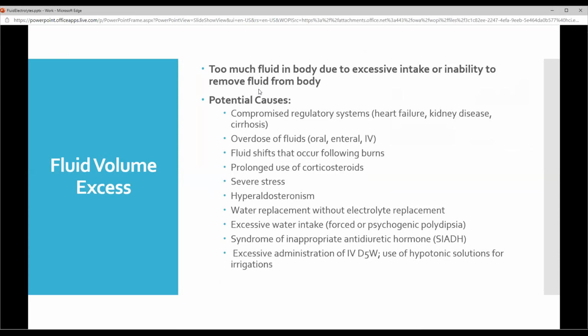All right, fluid volume excess. This is either I've been drinking too much water because I'm taking all my Haldol for my schizophrenia, or I can't get rid of enough water, like kidney failure or heart failure, where I can't keep up with the amount of fluid. It's either overhydration or inability to excrete the fluids appropriately. And then you see that hyperaldosteronism. Why? Because it's going to cause you to retain sodium and thus water.